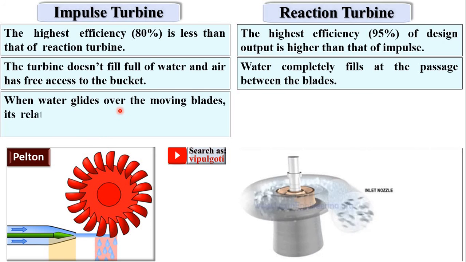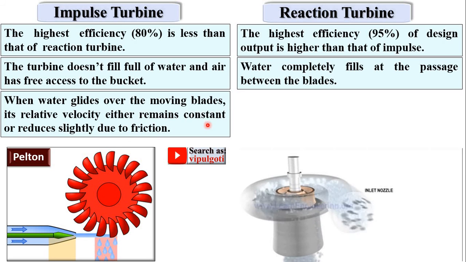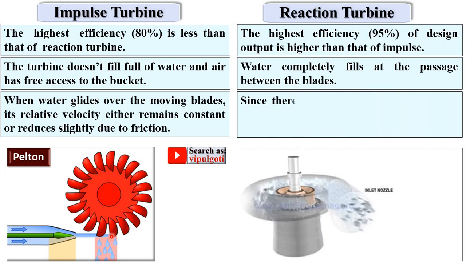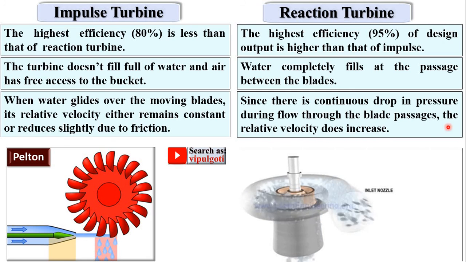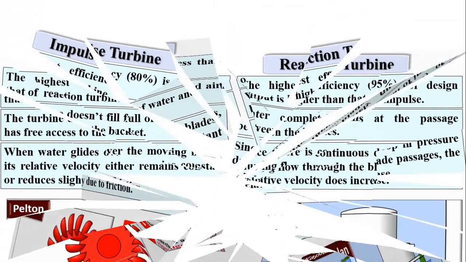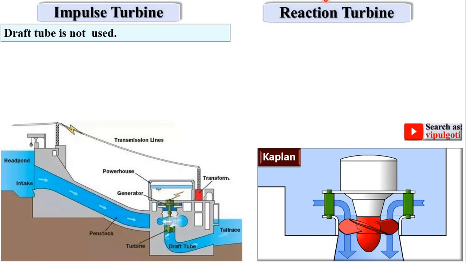In an impulse turbine, when water glides over the moving blades, its relative velocity either remains constant or reduces slightly due to friction. In a reaction turbine, since there is continuous drop in pressure during flow through the blade passages, the relative velocity increases. Next, a draft tube is not used in case of impulse turbine, whereas in case of reaction turbine, a draft tube is used.